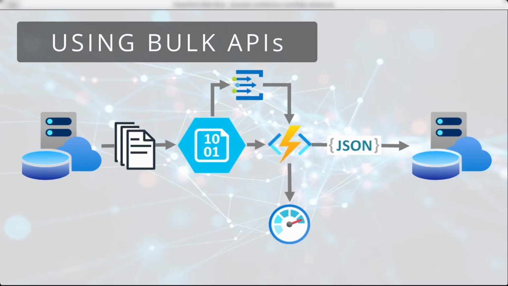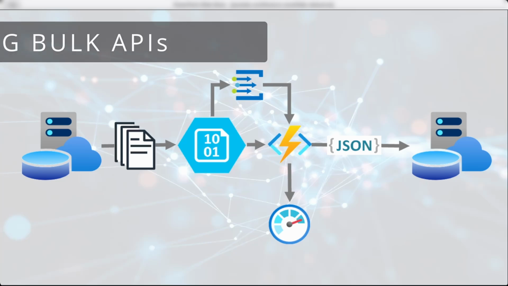Most modern systems provide bulk API for high-volume data ingestion. For example, Dataverse has a bulk API that allows you to send thousands of records in a single request. This minimizes the overhead of making individual API calls and improves performance.